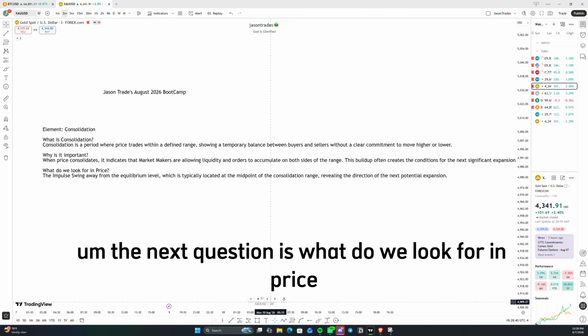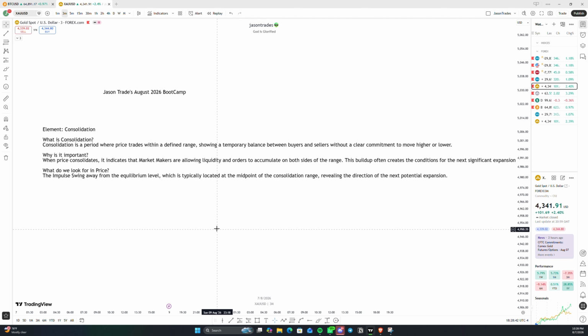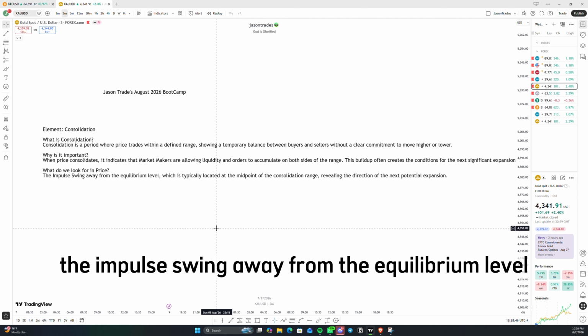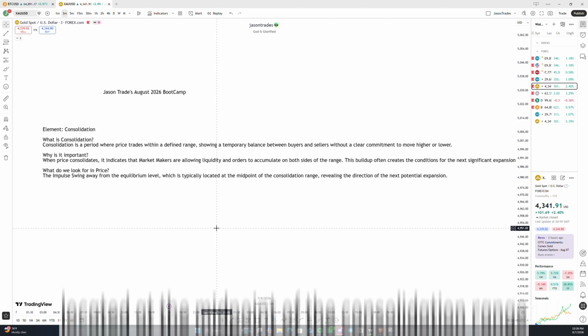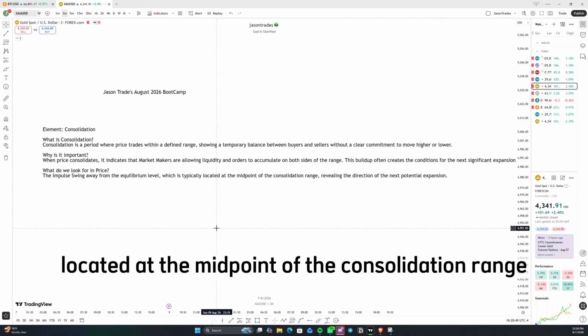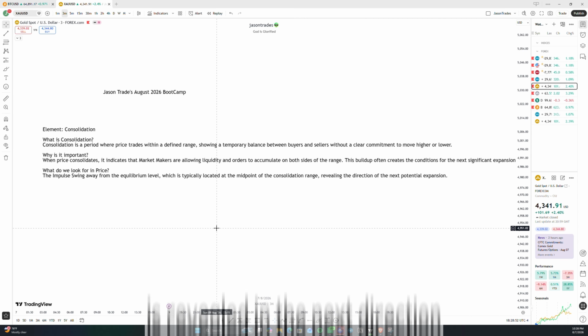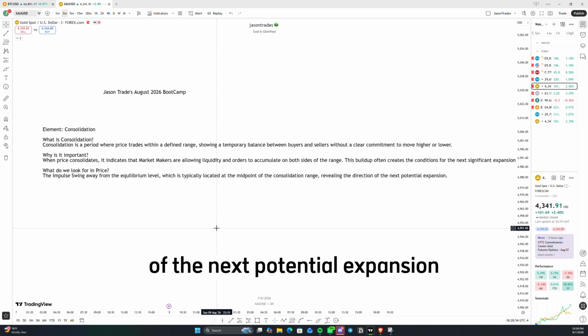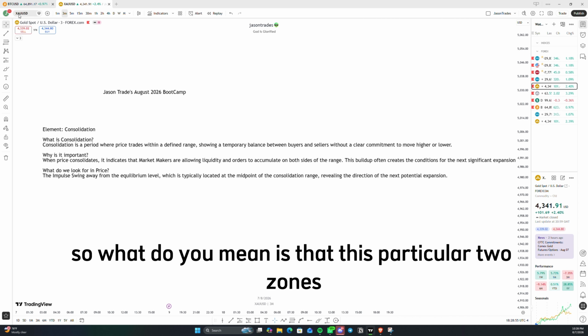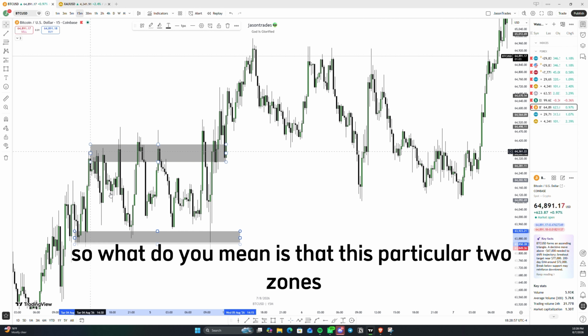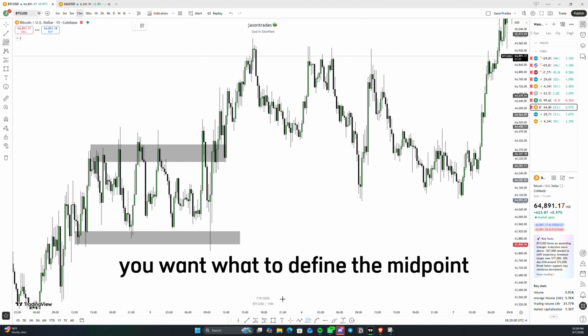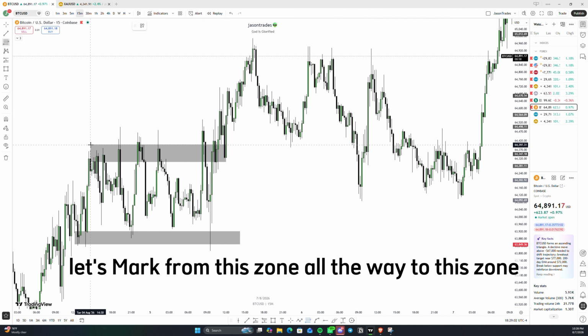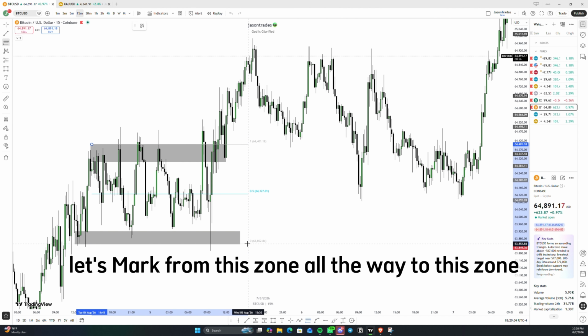The next question is, what do we look for in price? The impulse swing away from the equilibrium level, which is typically located at the midpoint of the consolidation range, is revealing the direction of the next potential expansion. So what they mean is that for these two zones, we want to define the midpoint. So we can use our Fibonacci for that. So let's mark from this zone all the way to this zone.